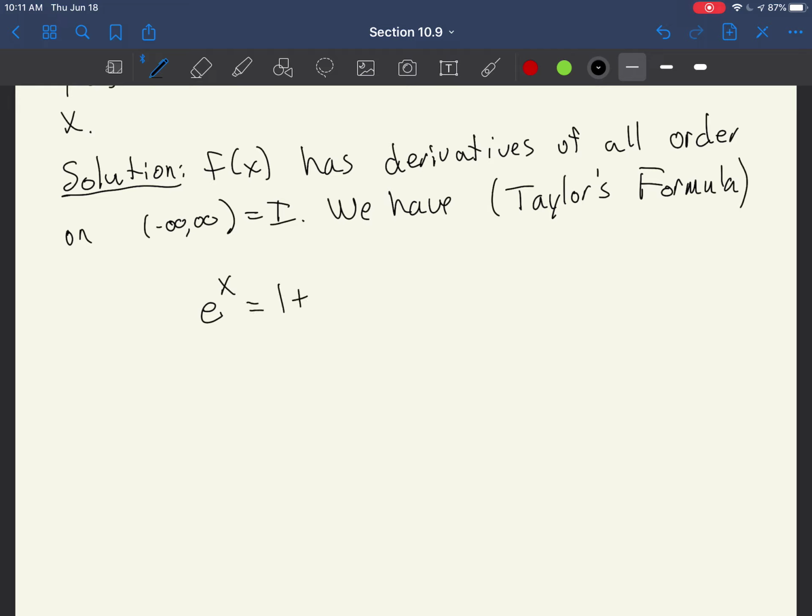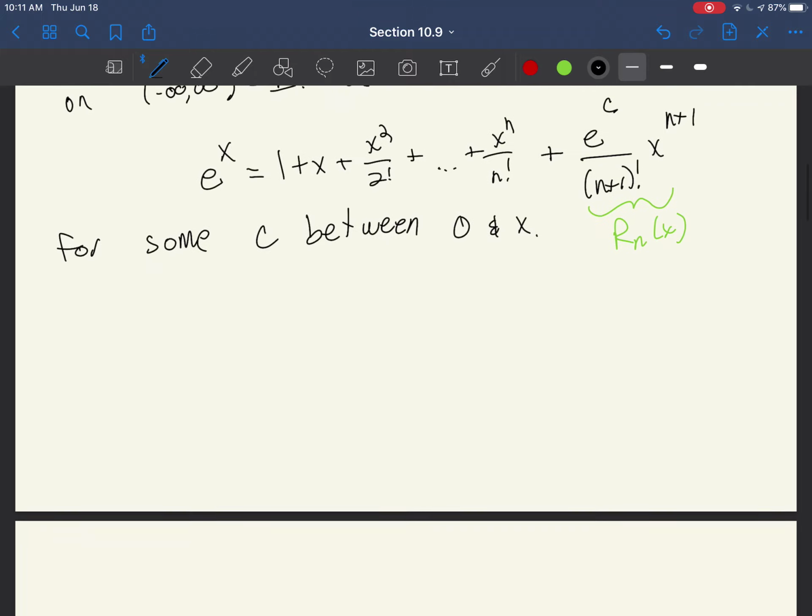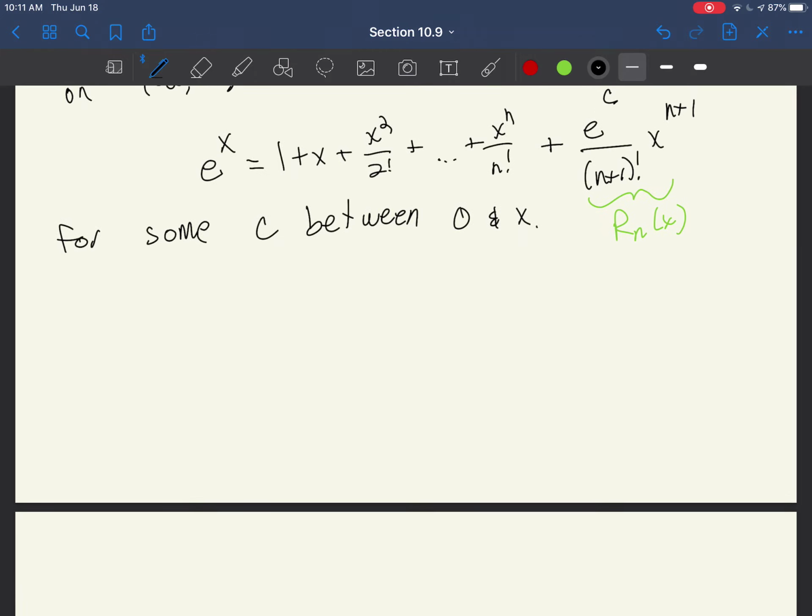And we're using the Taylor series of e to the x, which we found in the last example of the last section. So we would have e to the x equals 1 plus x plus x squared over 2 plus up to x to the n over n factorial, the Taylor polynomial, plus e to the c for some c divided by n plus 1 factorial x to the n plus 1. This is true for some c between 0 and x. And again, we're calling this the error term, Rn of x.